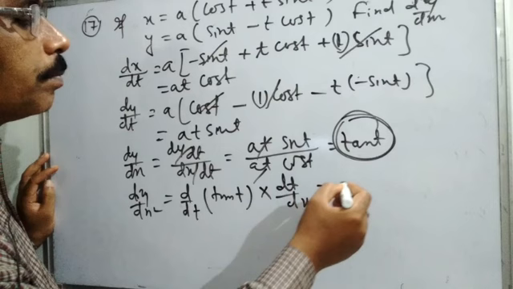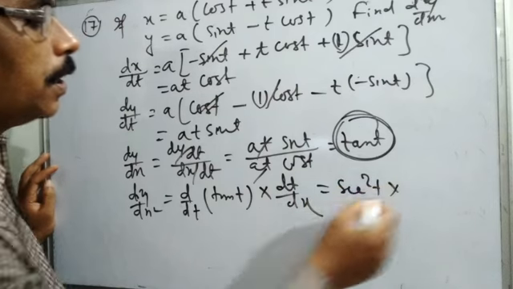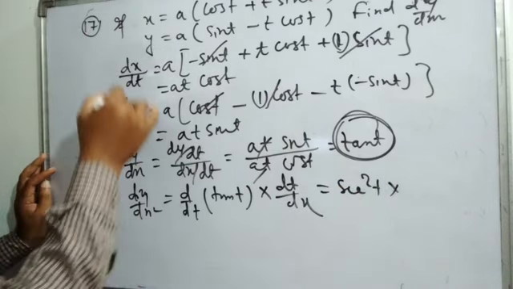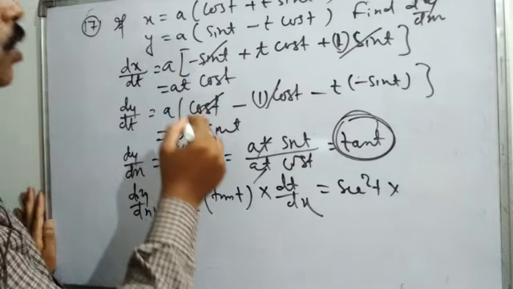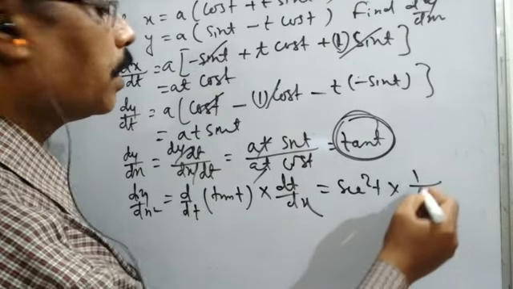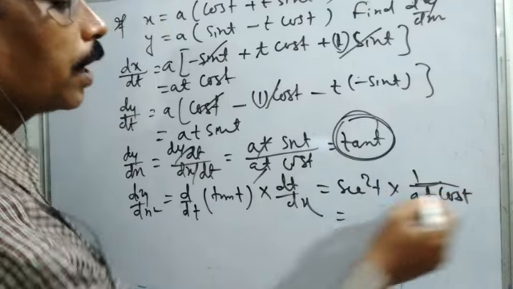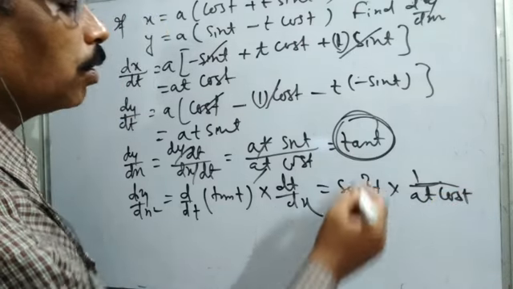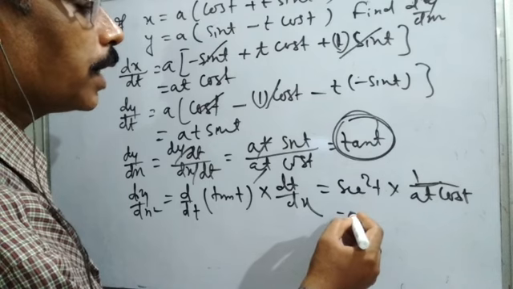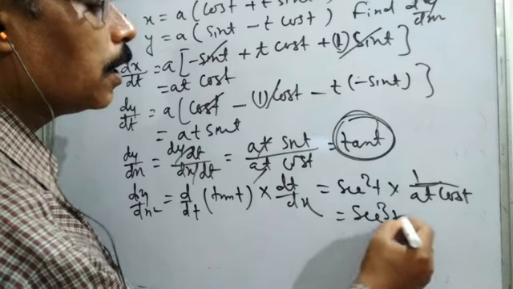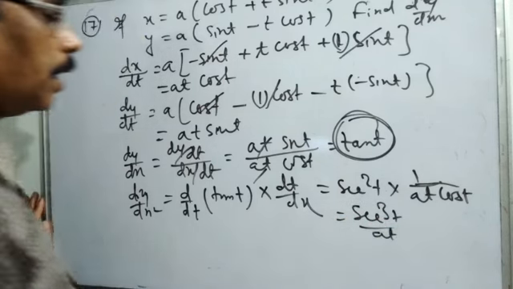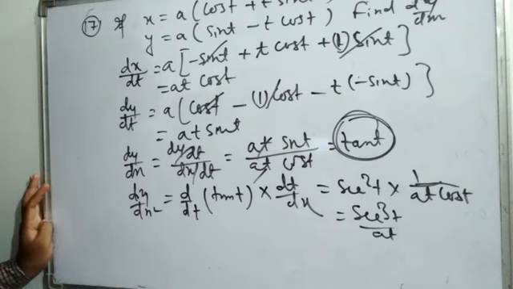So it will be sec square t into dt/dx. From dx/dt we know it is at cos t, so dt/dx is equal to 1 by at cos t. Again cos t will come upward, it will be sec t, then it will be sec cube t by at. That is the answer of this question.